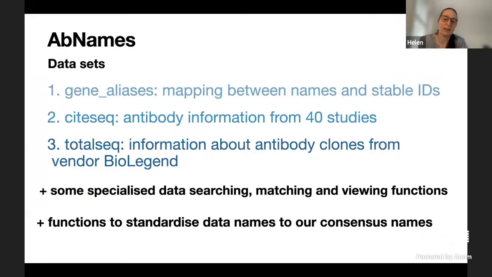So AB names is a package that has data sets to enable you to map between antibody names and a standard identifier. A lot of information from other studies about what the antibodies were called, their clone numbers and catalog numbers, information from the vendor BioLegend, and some specialized matching functions for matching and viewing and checking the results, and enabling you to take a CITE-seq study and match the names to our consensus.